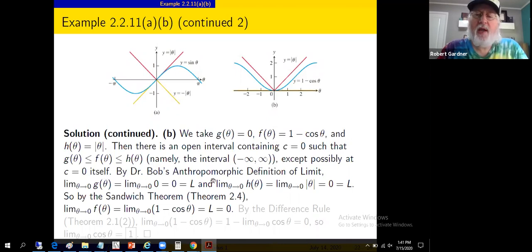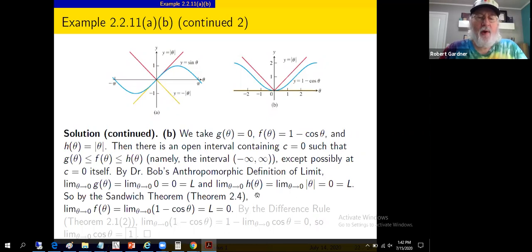By Dr. Bob's anthropomorphic definition of limit, the g of theta function tries to pass through the origin, and it does, by the way. So the limit is 0. The h of theta function, the absolute value function, has a limit of 0. Again, it tries to pass through the origin, close enough, so the limit is 0. And the blue function is sandwiched in between, so the blue function has a limit of 0 as well.